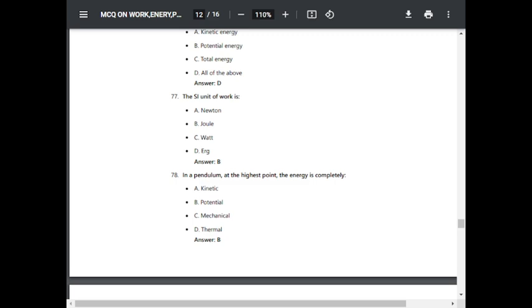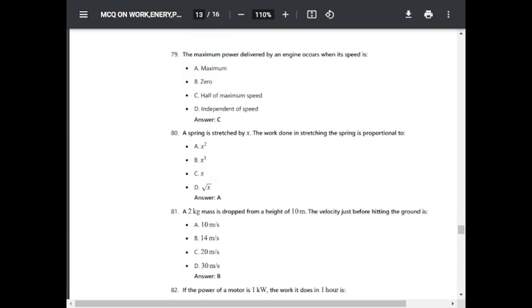Question number 78. In a pendulum at the highest point the energy is completely due to A, kinetic, B, potential, C, mechanical, D, thermal. So B is correct, that is potential. In a pendulum at the highest point the energy is completely potential energy. Option B is correct.